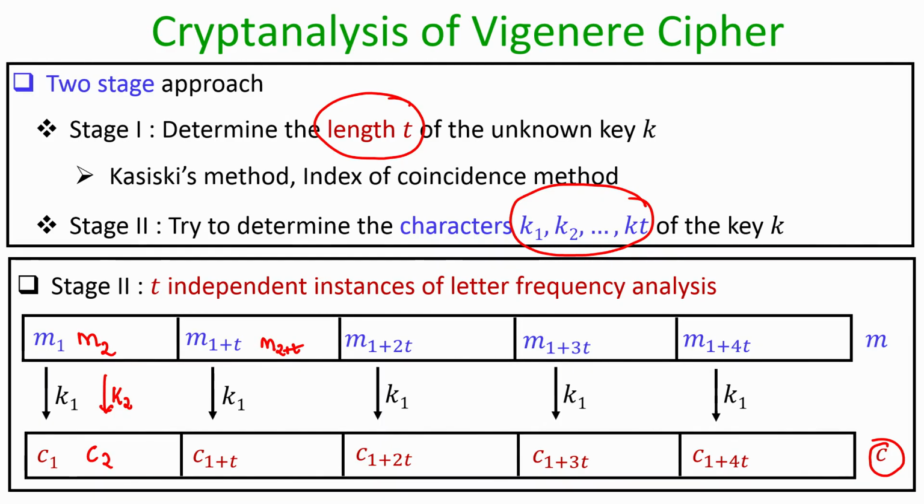That means, from the viewpoint of the attacker, it can separate out and form t independent streams of ciphertext characters, and then just perform a frequency analysis on each of these independent streams. If we assume that the plaintext is sufficiently long and the corresponding ciphertext is also sufficiently long, then by performing frequency analysis on these t independent streams, the adversary can easily recover the unknown characters of the key, and hence the complete key. So, that is an interesting method to do the cryptanalysis of the Vigenere cipher.